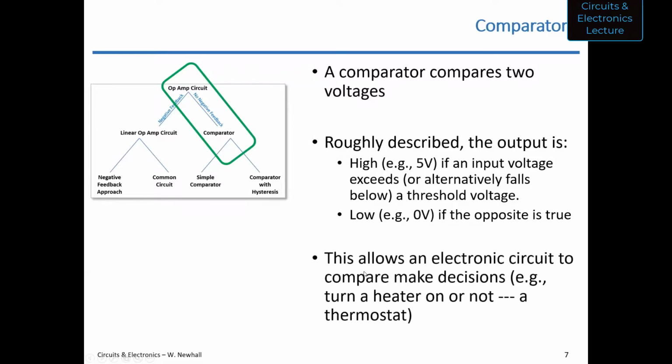Okay, so this allows an electronic circuit to compare voltages and make decisions. They're very simple decisions, but they're decisions. For example, should the circuit turn on a heater or not turn on a heater? And that's a thermostat. So comparators are used in thermostats. Okay, so I'm going to bring you back to the whiteboard. I'm going to talk about comparators and the theory behind them.